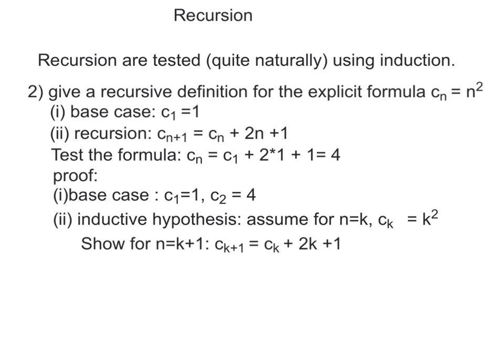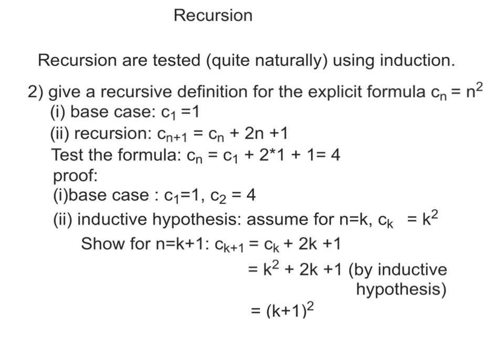So we plug in k plus 1 for n. And here we get c sub k plus 1 is equal to c sub k plus 2k plus 1. But by our inductive hypothesis, c sub k is equal to k squared. So I substitute k squared for c sub k. And a little bit of algebra gets me k plus 1 squared, which is exactly what I wanted to prove. So here, I am done.